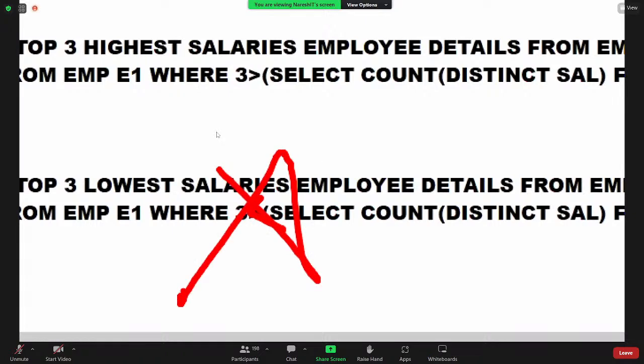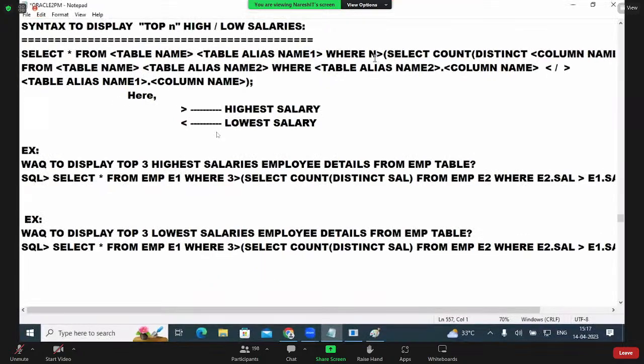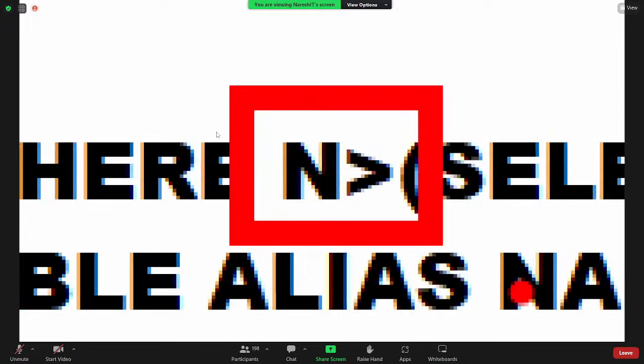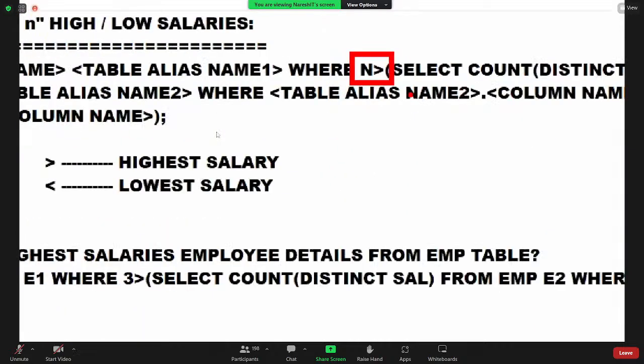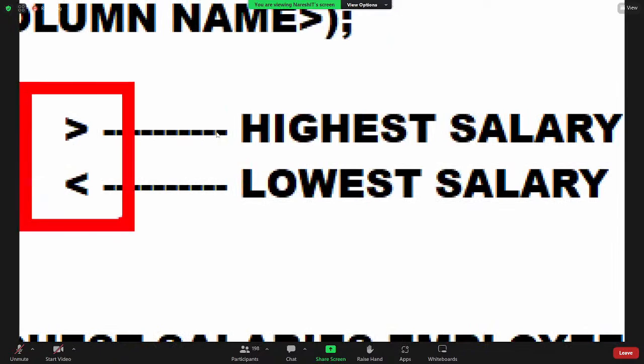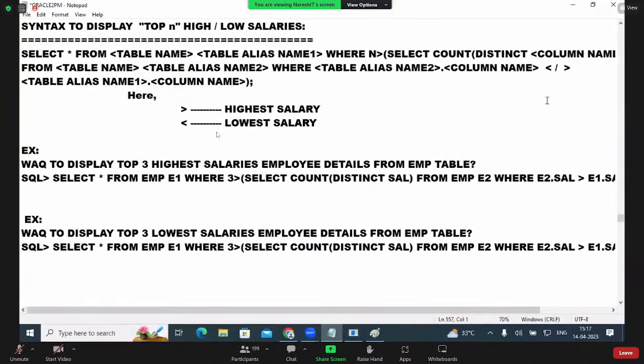Because n greater than is my fixed formula. N minus 1, n greater than, these are the formulas. I cannot change these formulas. So that is the reason for lowest salary or highest salary, you have to use these symbols. In which query? Inner query. That is the reason these two were given at the inner query level.